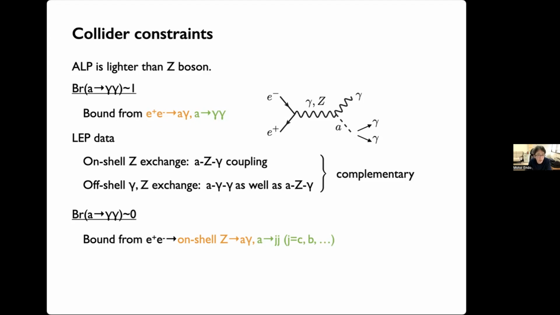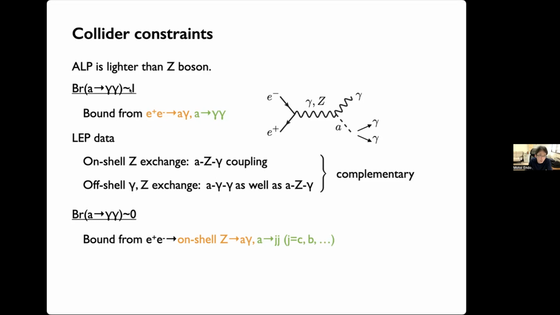And there are two types of LEP data. From LEP1, the on-shell Z exchange contribution has been discussed. I mean that this Z is on-shell. In this case, the Z is on-shell, so Z decay into A gamma is analyzed. So the result depends on the A-Z-gamma coupling. On the other hand, from LEP2, we have the off-shell gamma and Z exchange contributions. Then in this case, the result depends on both the A-gamma-gamma and A-Z-gamma couplings. And so the constraints are complementary to each other.